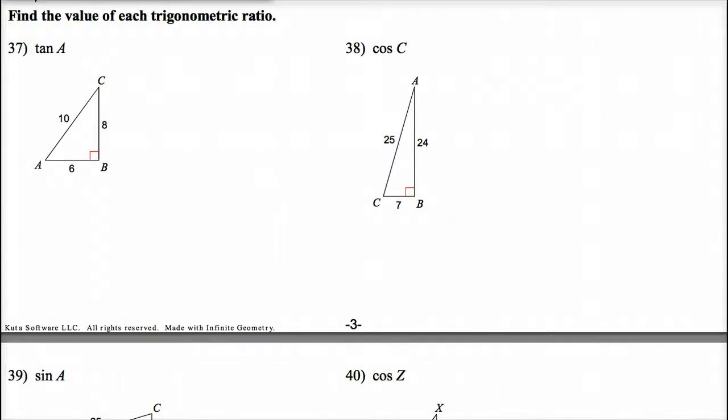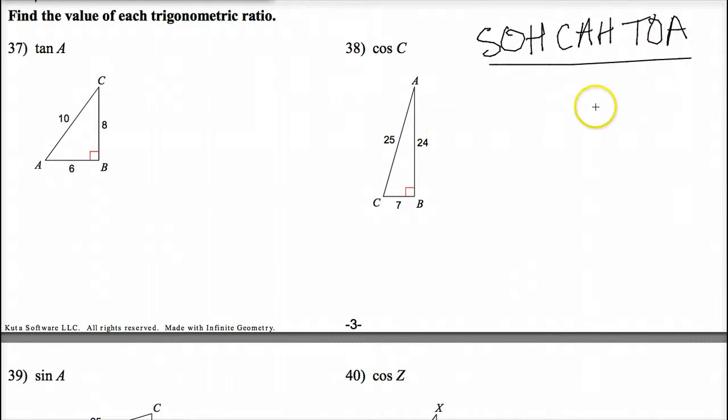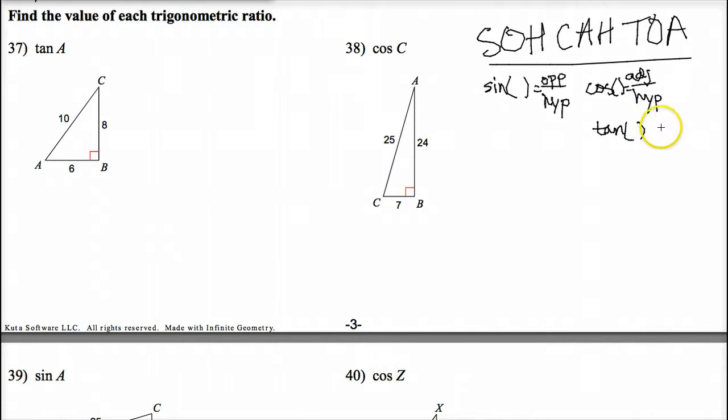All right, so we're looking at this next piece. We're going to be using SOHCAHTOA. That's just an acronym, a pattern for: sine of something equals the opposite over the hypotenuse, cosine of something equals the adjacent over the hypotenuse, and tangent of whatever equals the opposite over the adjacent.